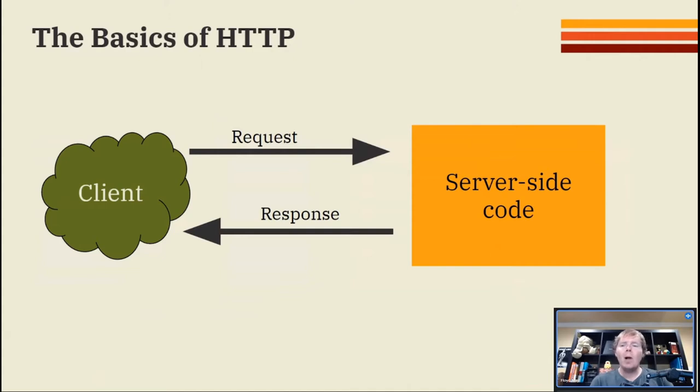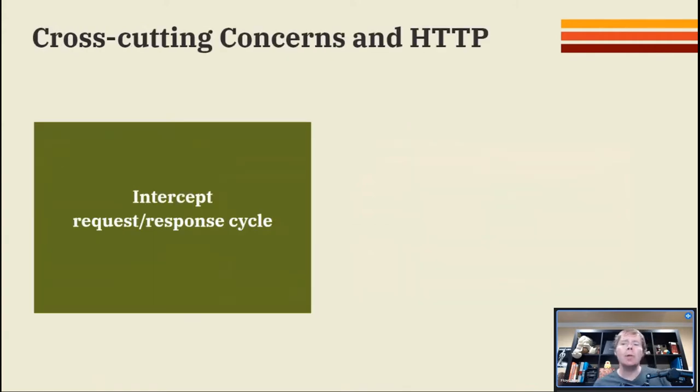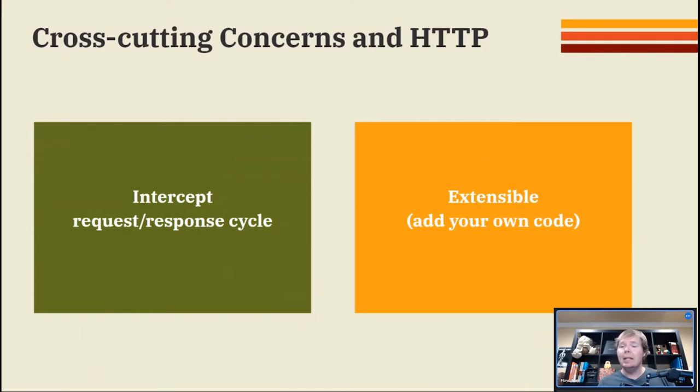Now, the basics of dealing with a web app is you have a request that comes in, you have some code, and then that code does stuff and it sends back a response. So dealing with a cross-cutting concern in a web app means we've got to intercept that request response cycle, and it's got to be extensible so we can add our own code.